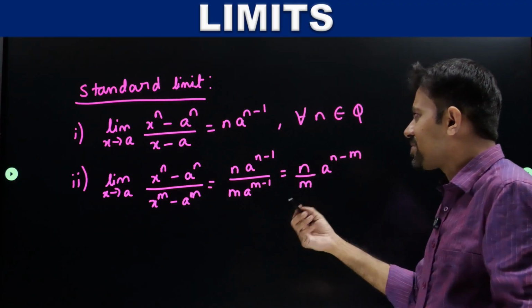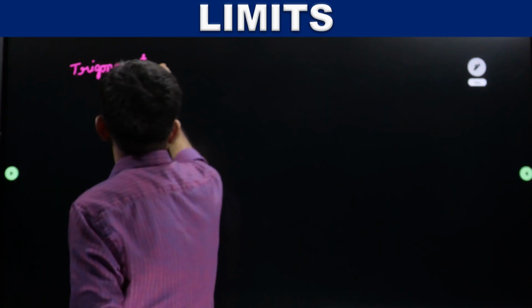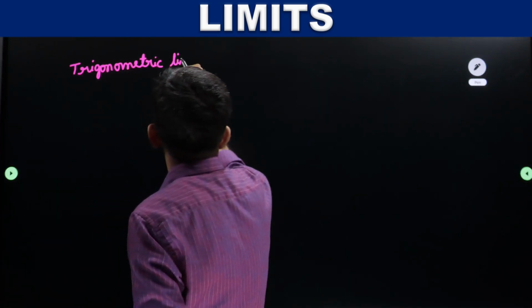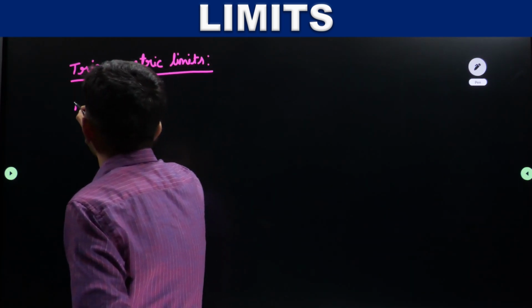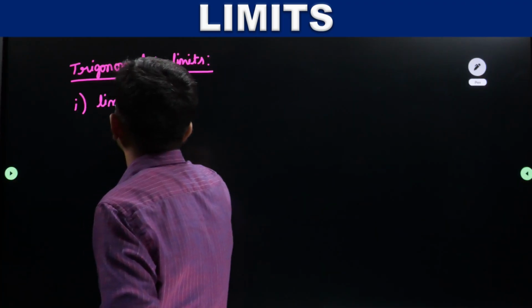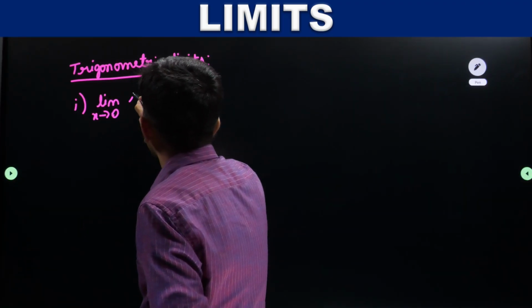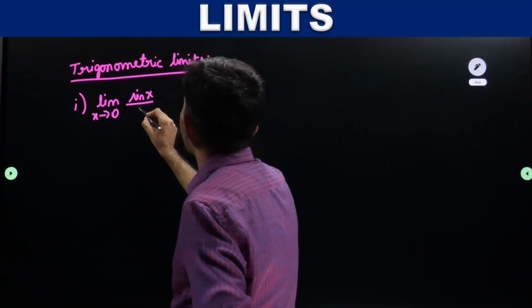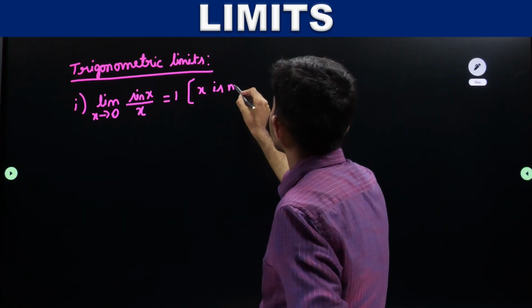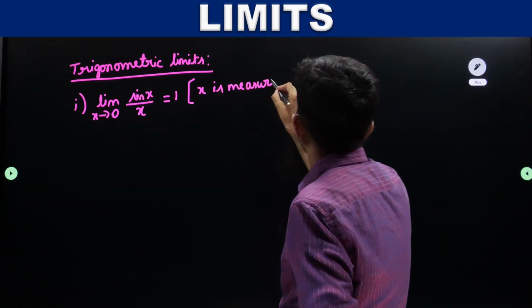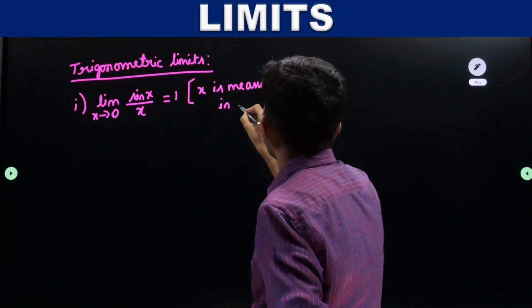Okay, more limits we have. Limits of trigonometric functions, I'll call them trigonometric limits. Limit x tends to 0, sin x by x is equal to 1. X is measured in radians.